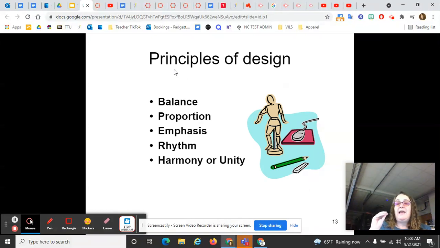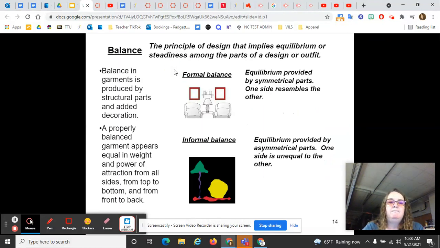So that was the elements of design. You have 4 elements of design, but then you have 5 principles of design: balance, proportion, emphasis, rhythm, and then harmony or unity. They're used interchangeably. Balance is exactly what you think of.